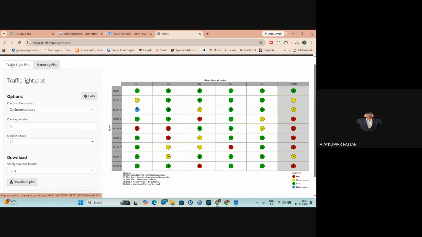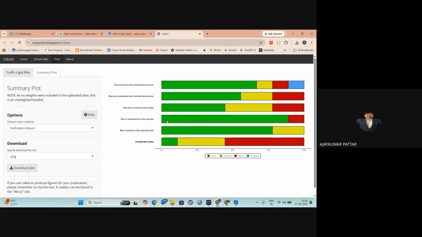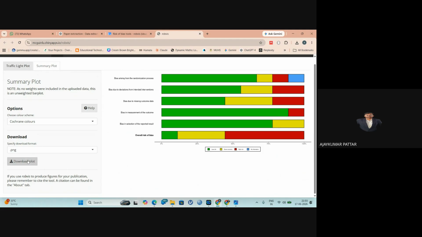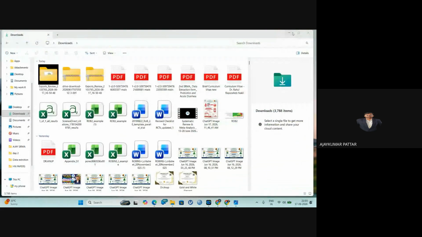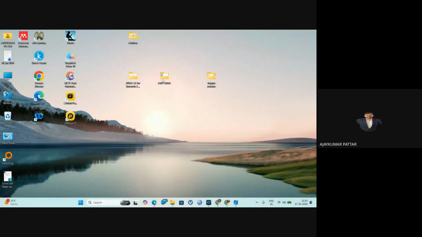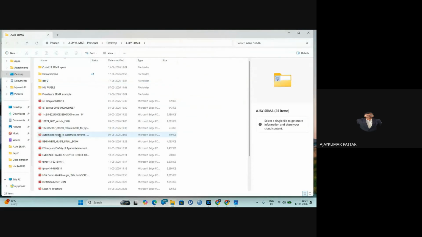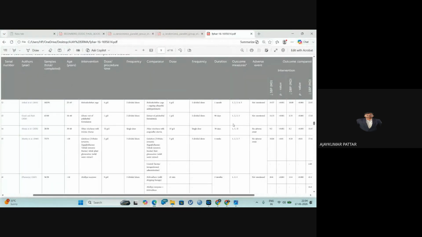Even if you want this one, this plot you can also create freely from this ROB tool. Then you can click here, download plot. You can download it and use it in a research paper publication. Many papers use these two diagrams. I will show here. Can you see this one?